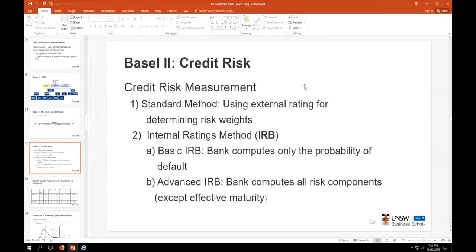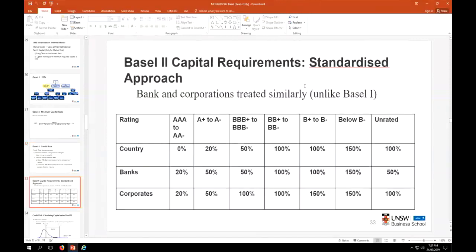The other approaches, the internal ratings approach, the whole idea of the internal ratings approach is you had to develop your own methodology of how to assess the ratings equivalent for different clients. But that was the idea.